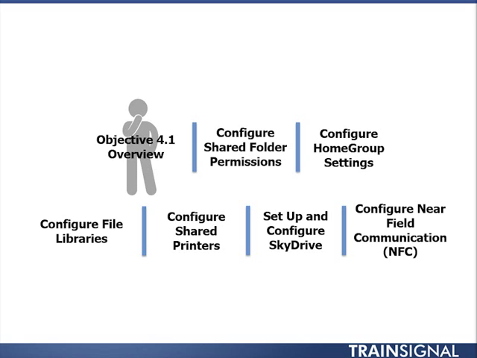Home groups are a really simple way of sharing files and printers and music and pictures across a network between multiple different PCs, and it's usually used in homes, as the name indicates, but it's on the certification exam. We'll also learn how to configure file libraries. Those are your documents and pictures and music and videos. They look like folders, they're actually libraries, and they're pretty cool.